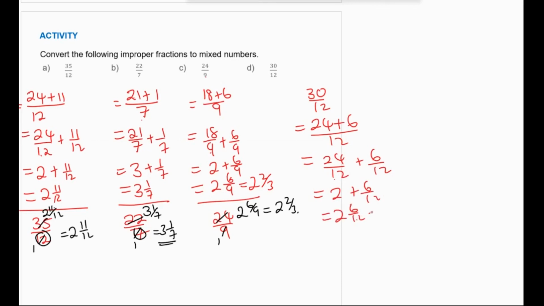6 over 12 can be reduced to 1 over 2. Divide 6 by 6, get 1. Divide 12 by 6, get 2. So it's 2 and 1 over 2.